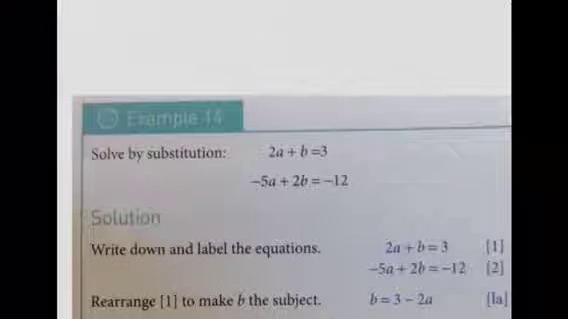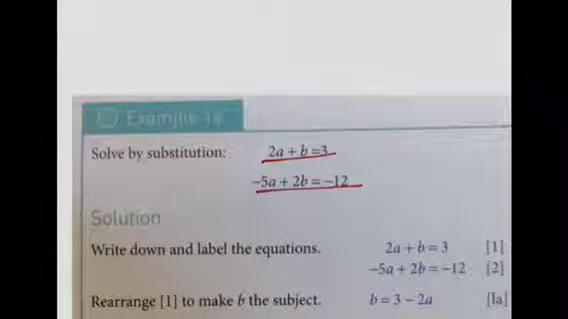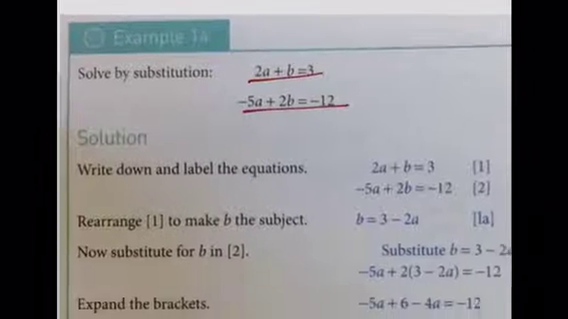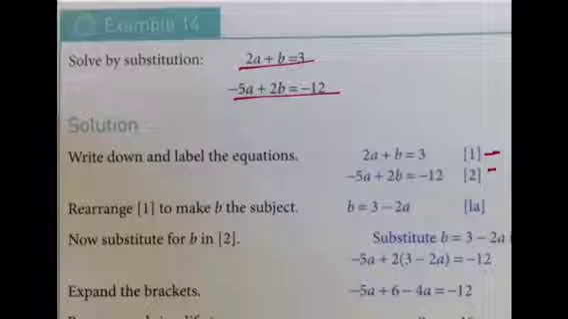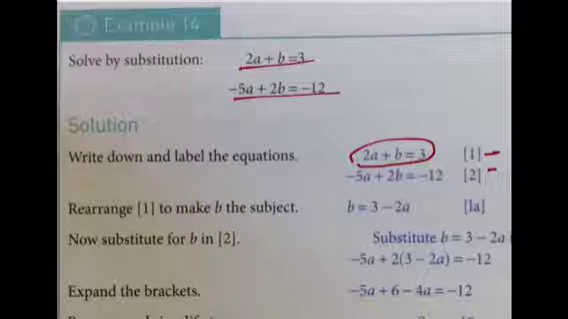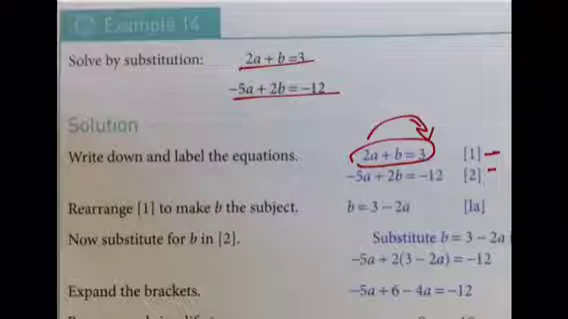So here is example 14 from the textbook, again on page 28. So they've given us these two equations and they've asked to solve them by substitution. So step one was use one equation to work out a formula for one variable. So what they've done, they've written down and labelled the equations, equation 1 and equation 2. Now, they've rearranged equation 1 to make b the subject. So you can see they've got 2a plus b equals 3. They've subtracted the 2a both sides to move it over to the right hand side, and so here you've got that b equals 3 minus 2a.